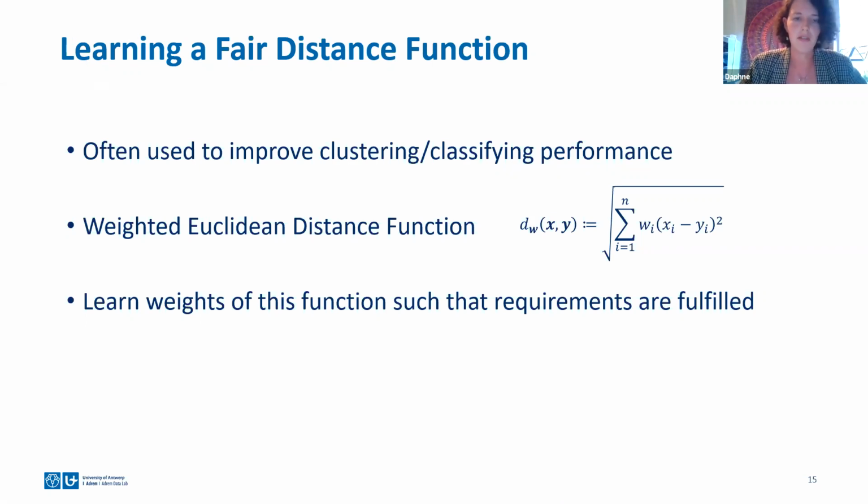It has been used before to improve the performance of clustering and classifying algorithms. One distance function that you might use here, since a regular Euclidean distance function wouldn't suffice, is the weighted Euclidean distance function, where you multiply each value difference between features by some weight, which shows how relevant the feature is for a problem. So we wanted to make an objective function that can learn the weights of this Euclidean distance, such that the requirements that I listed earlier for a distance function are fulfilled.